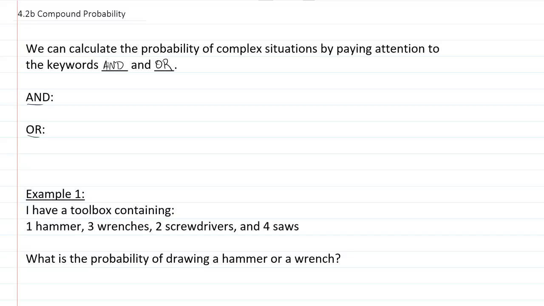So when we have an "and" situation in a problem, we need to multiply the individual probabilities. So what are the odds of this and this happening? Well, we just multiply the probabilities of the first thing happening times the probability of the second thing happening. Now let's look at the keyword "or". What are the odds of this or that happening? We add the individual probabilities.